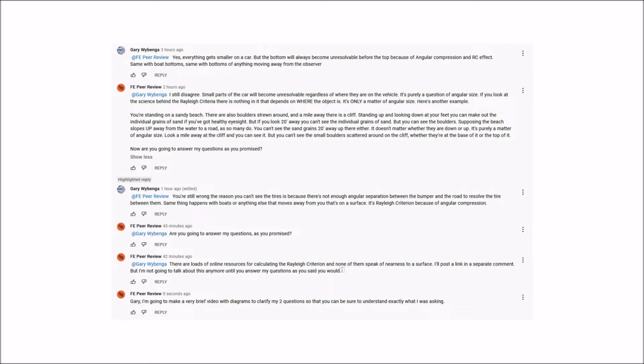Loads of online resources about Rayleigh criterion, but I'm not going to talk about this anymore until you answer my questions as you said you would. Gary, I'm going to make a very brief video with diagrams to clarify my two questions so that you can be sure to understand exactly what I was asking. So here are those diagrams.